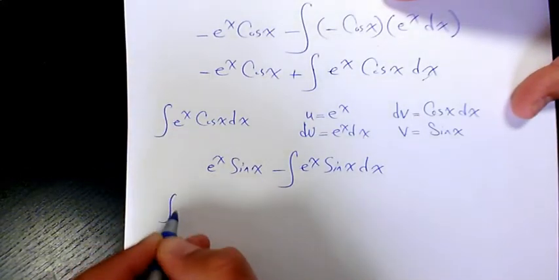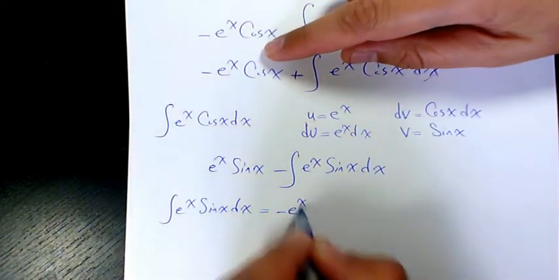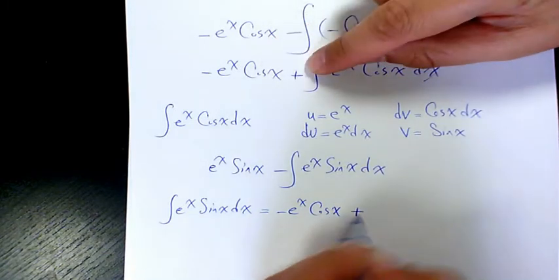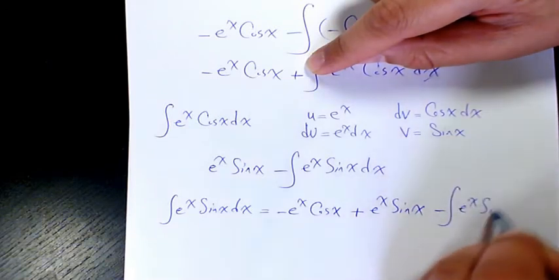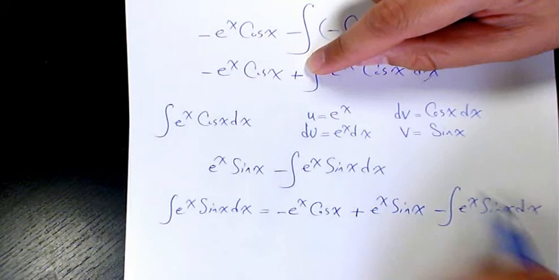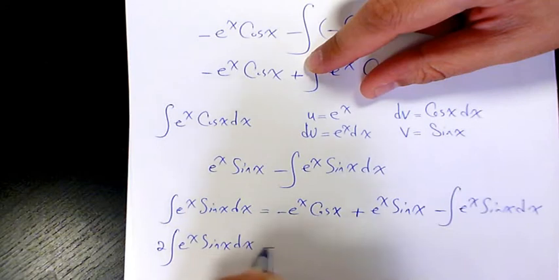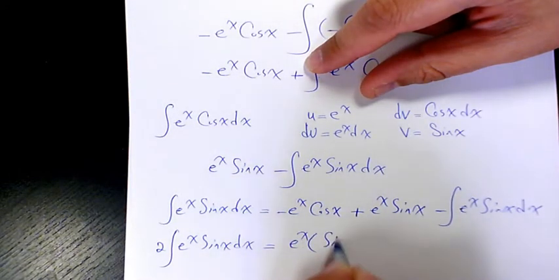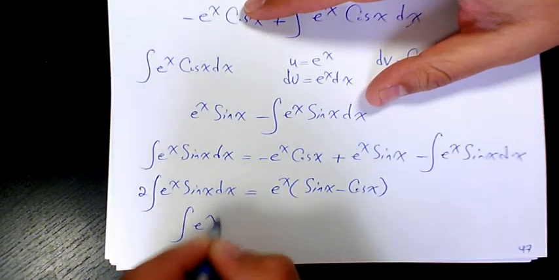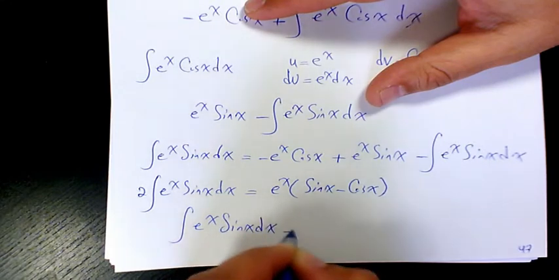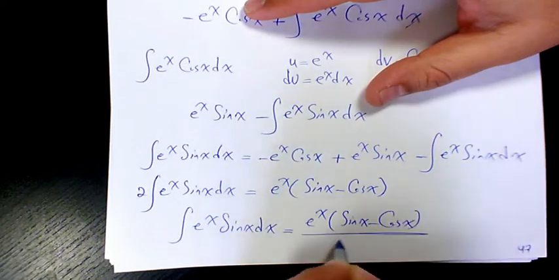So I'm going to say the integral of e to the power of x sine x dx is going to be negative e to the power of x cosine x plus e to the power of x sine x minus the integral of e to the power of x sine x dx, which is the same as the original one. If you move it over, it's going to be 2 times the integral of e to the power of x sine x dx equals e to the power of x (sine x minus cosine x). So therefore, the integral of e to the power of x sine x dx is going to be e to the power of x (sine x minus cosine x) divided by 2.